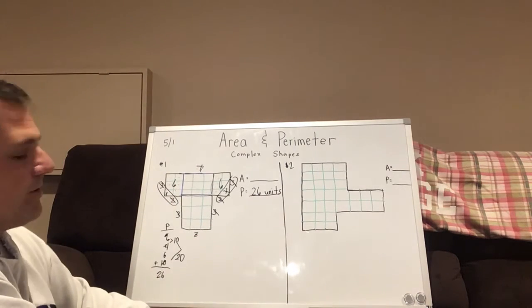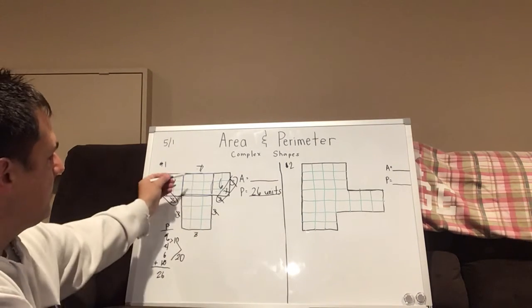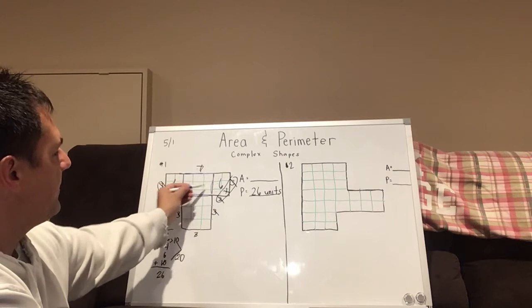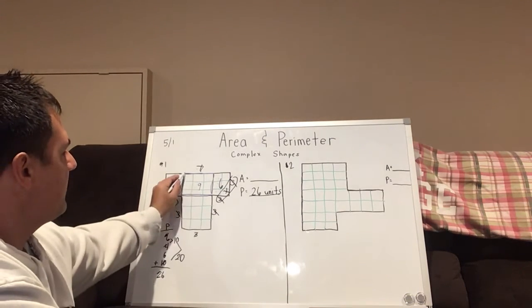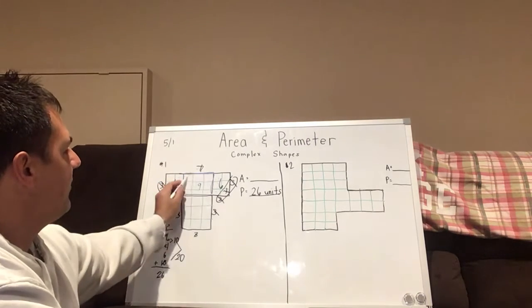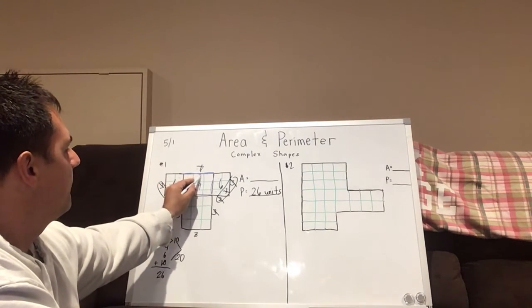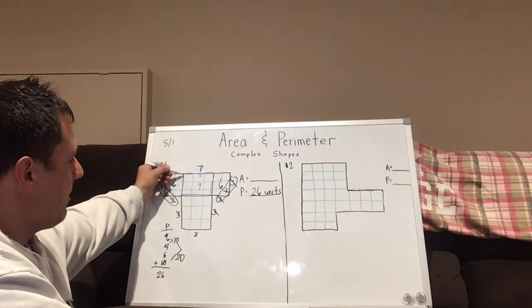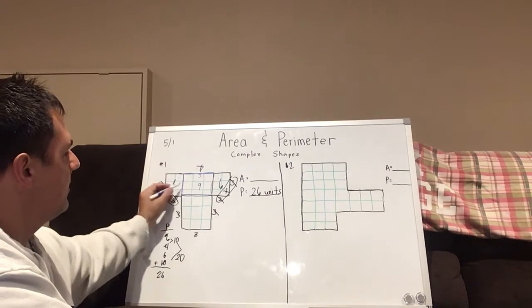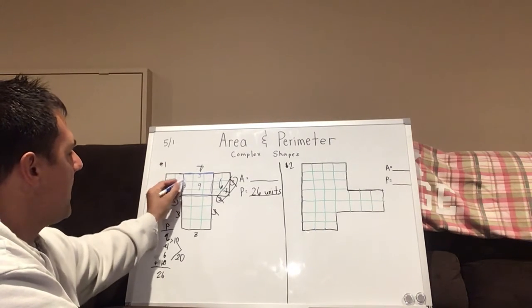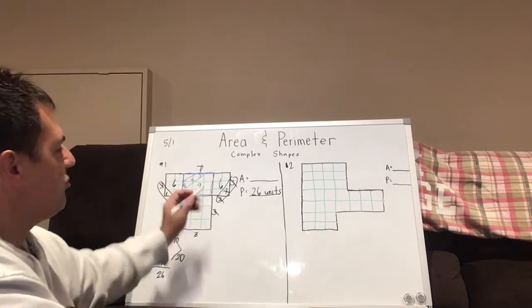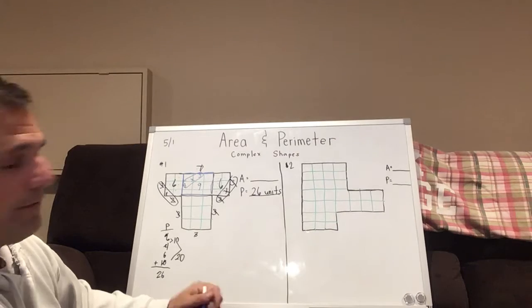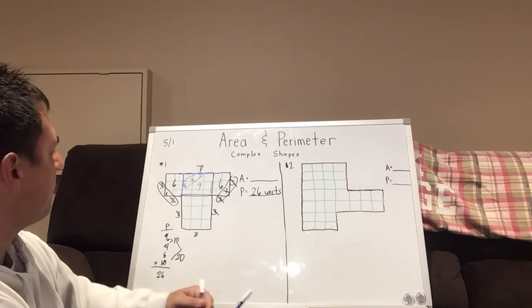So the first thing I could do really is I could just count all the squares. 1, 2, 3, 4, 5, 6, 7, 8, 9. Or I know this sliver on top right here is 3 units long. I know this unit here in blue is 3 units down. And I can multiply those together and get 3 times 3, which equals 9. So that's how I get 9 for that little section right there.